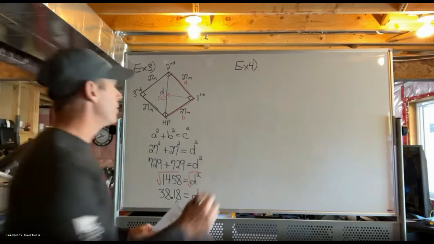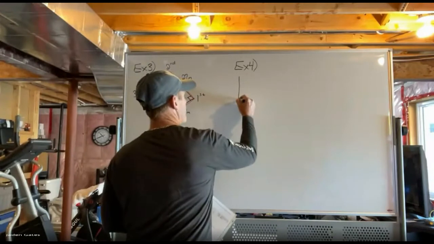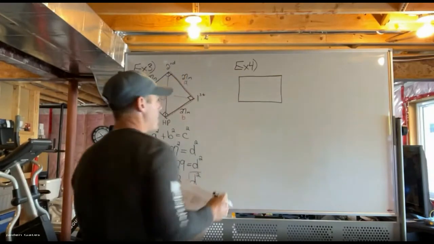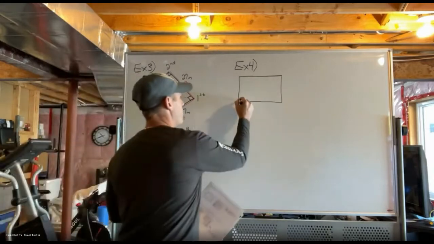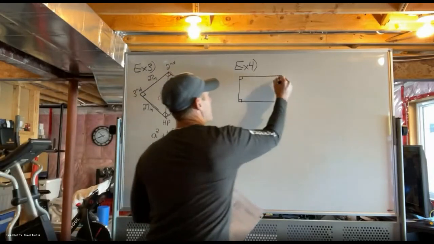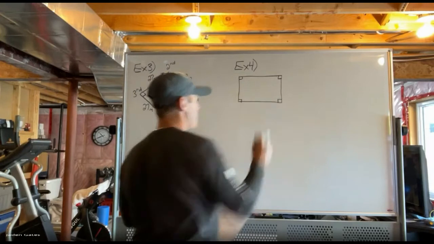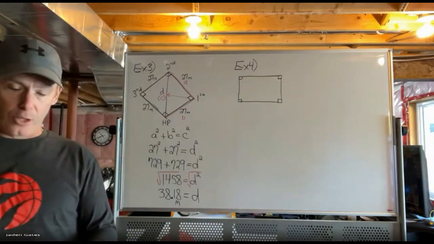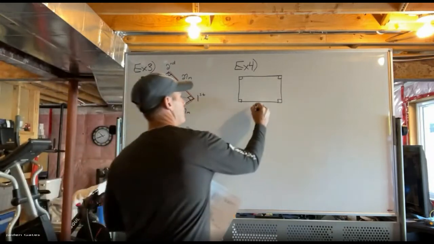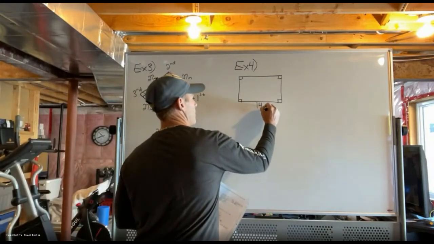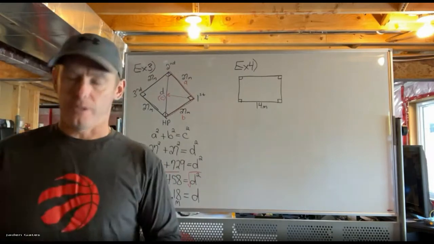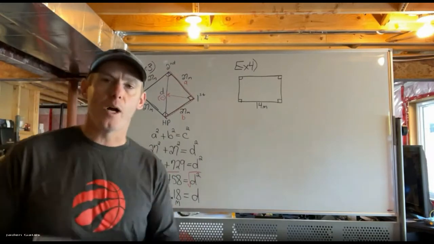We got a rectangle, so I'm going to draw that first. So there's my rectangle. And of course, if you're going to have a rectangle, it's got to have square corners, 90-degree corners, so I'll put those little boxes in there. Now it says the length of this rectangle is 14 meters. And the diagonal has a length of 21 meters.